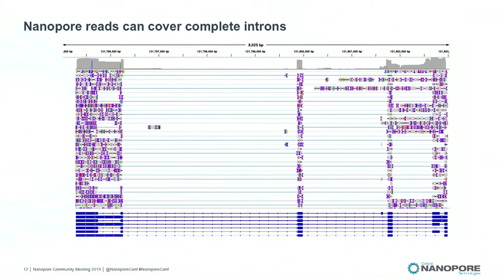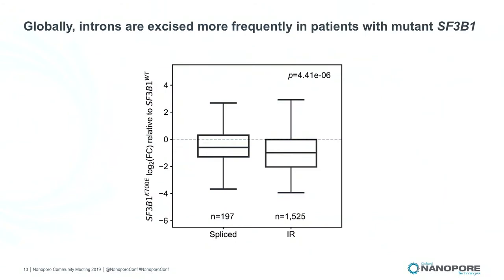So when we looked at intron retentions, we split up all of our isoforms as either those that were fully spliced or those that contained an intron retention. And we found that for the group of isoforms that contained an intron retention, these isoforms were expressed less in our mutant patients compared to our wild-type SF3B1 patients, meaning that globally, introns are excised more frequently in patients with mutant SF3B1.